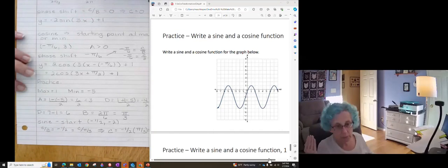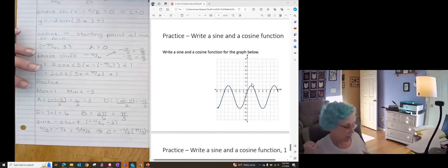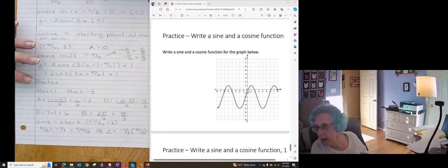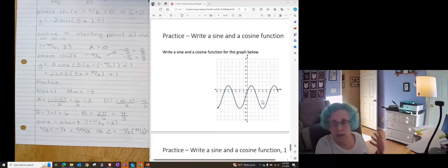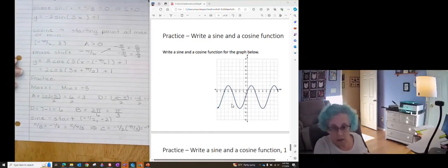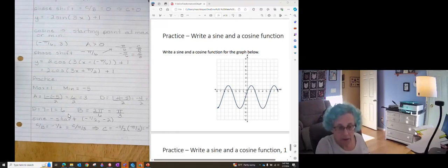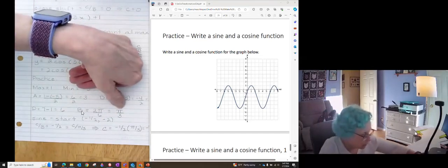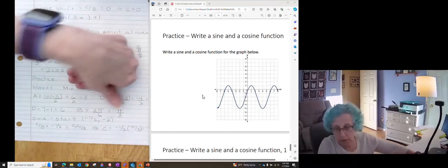My period, I looked at the distance between these two maxes. You could have looked at the distance between those two mins or between these two maxes. But either way, you would get 6: 7 minus 1, or 4 minus -2, or 1 minus -5. No matter how you do it, your period is 6. So your B is 2 pi over 6, which is pi over 3.